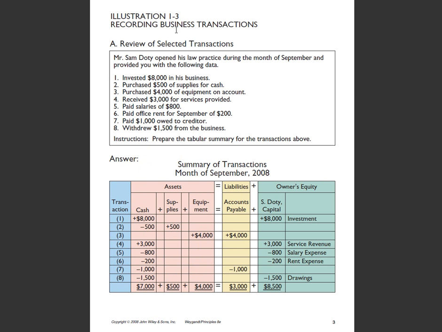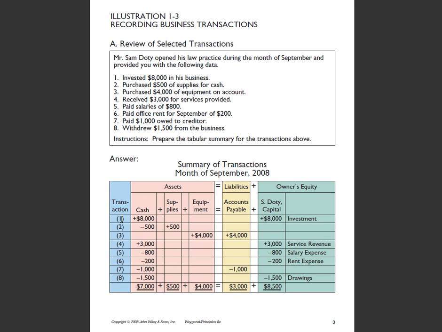Let's review something called transaction analysis. Basically, Sam Dottie opened his law practice during the month of September, and provided you with the following data. Invested $8,000 in the business. So down here, it's something called transaction analysis where I have assets equals liabilities plus owner's equity. Again, this is the left side, and this is the right side. Whatever we do on this side has to balance on that side.